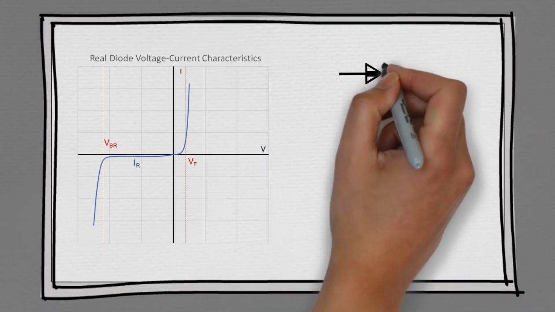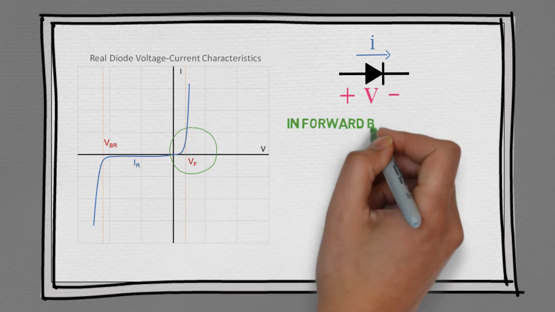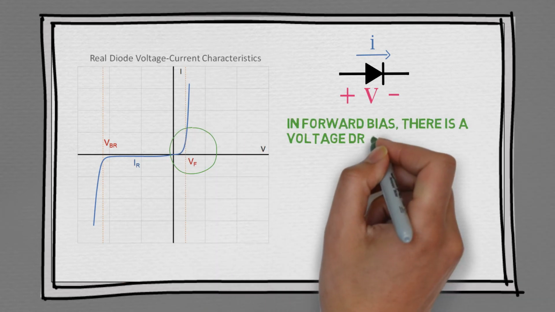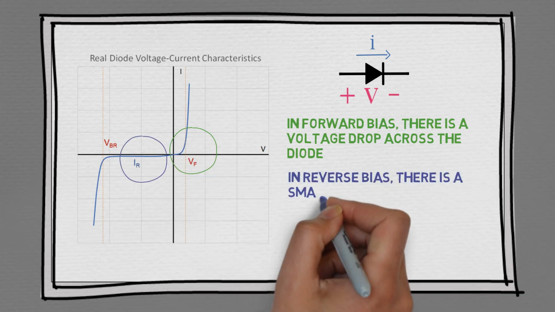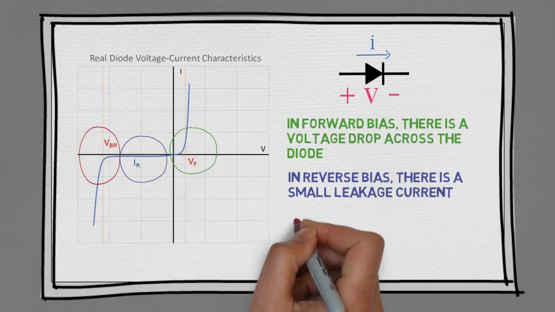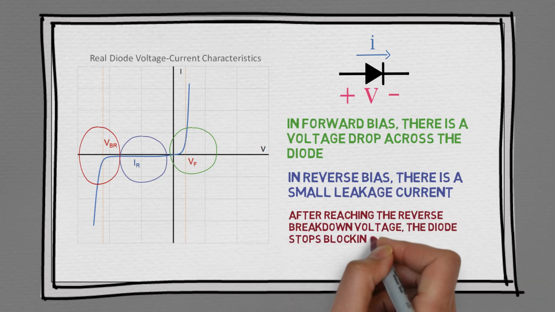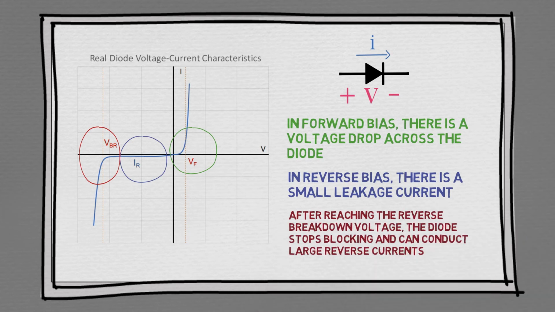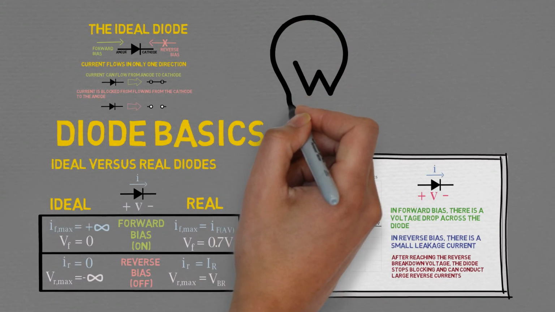To finish up, we'll look at a typical diode current characteristic which relates to diode's voltage drop and current. As you can see, when conducting current in forward bias, there is a voltage drop across the diode. When the diode is blocking in reverse bias, there is a small leakage current, IR. And finally, we have to be careful of the reverse breakdown voltage, where the diode will stop blocking and can conduct large reverse currents. That wraps up how diodes work.